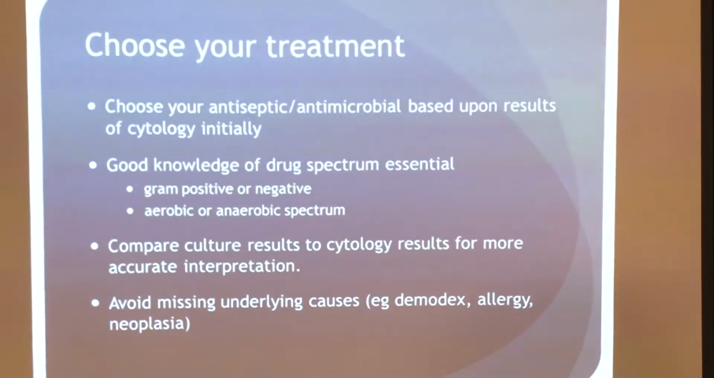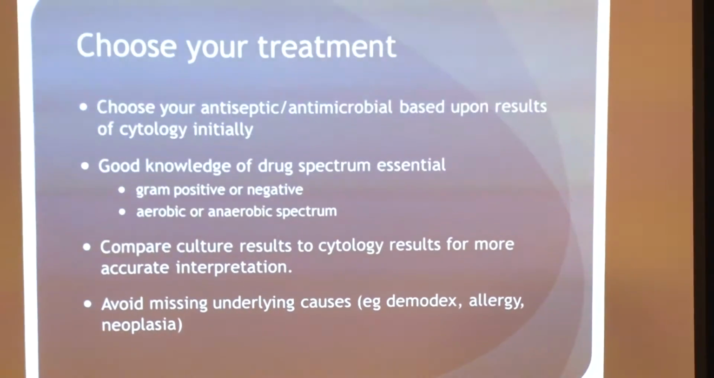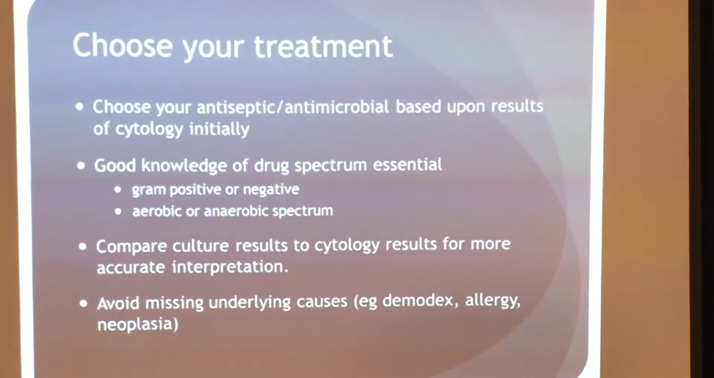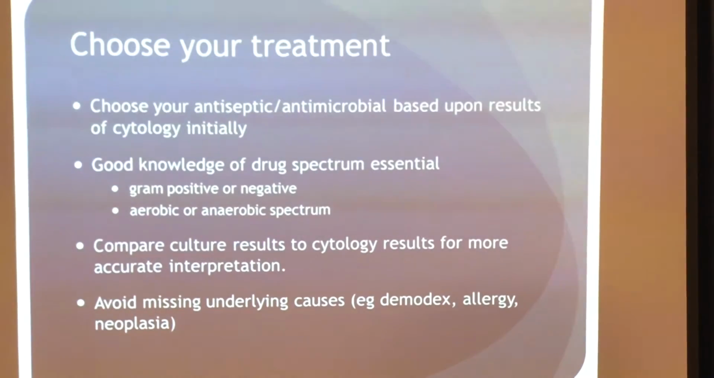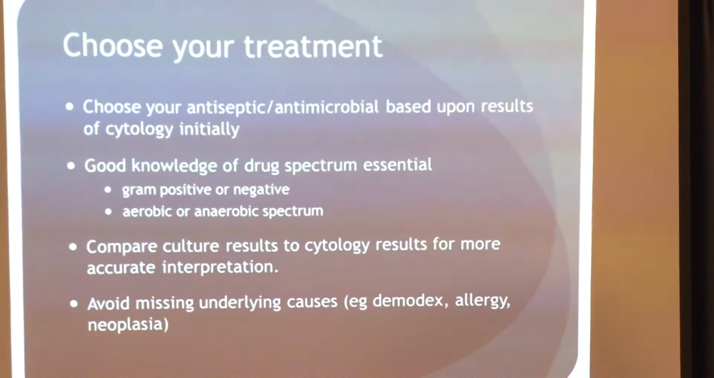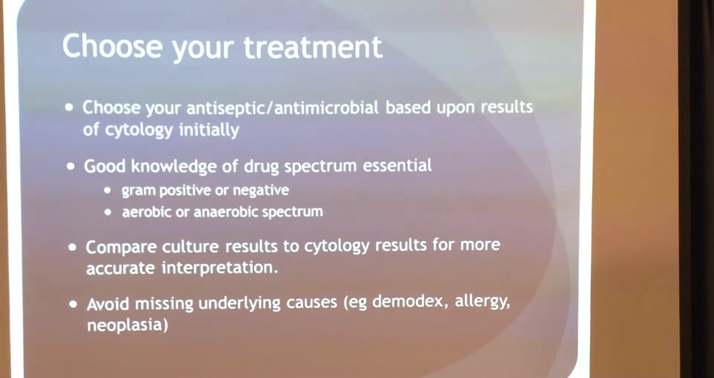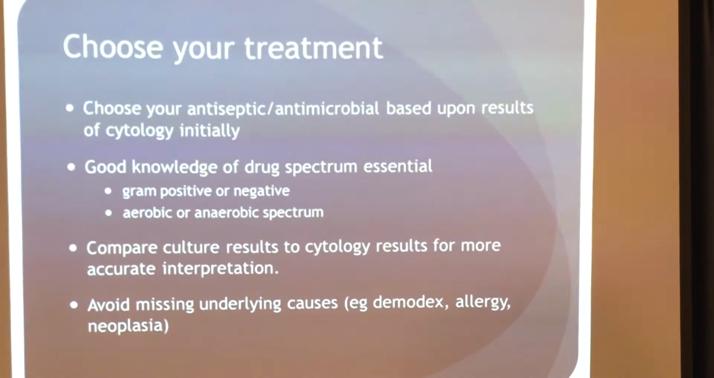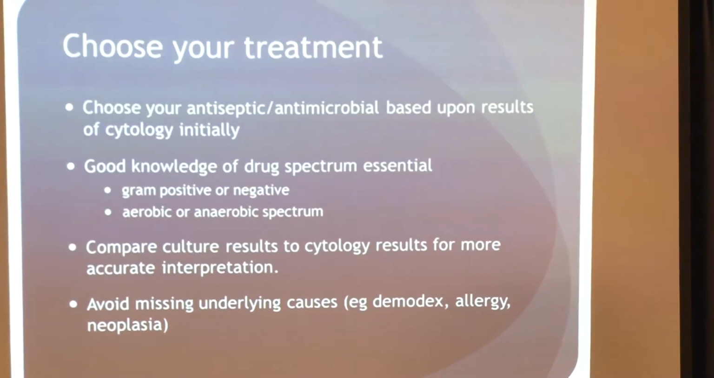And to do this, we need a good knowledge of the drug spectrum. So we need to identify whether the bacteria we're dealing with is gram-positive or negative, whether it's aerobic or anaerobic, and then we need to know which antimicrobials and which antiseptics cover those spectrums. In some cases, we will have ordered a culture, and while we wait on the culture, we'll have the animal on our initial treatment. When the culture comes back, we'll correlate the results of the culture with our cytology to determine whether the culture is accurate, and we may need to change our treatment from there.